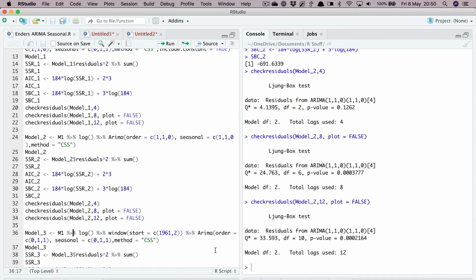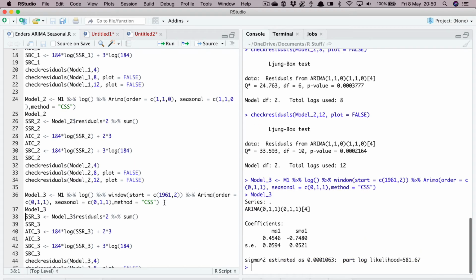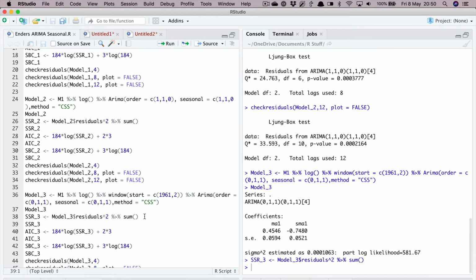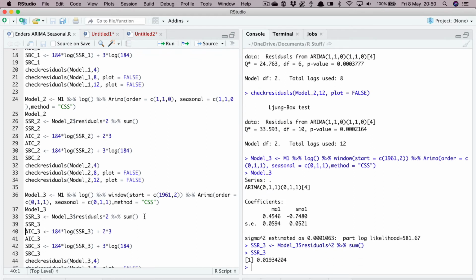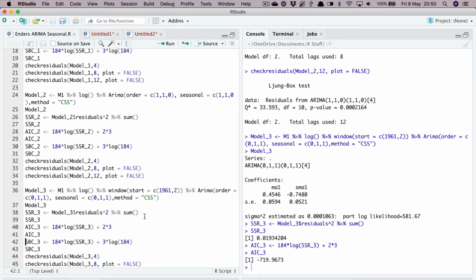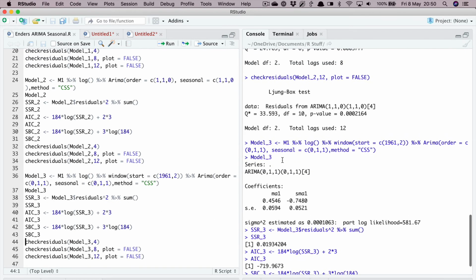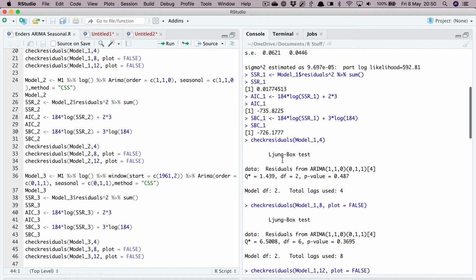So running model 3, here are the results that Enders gets. As you can see, they're both moving average, one's at lag 1, a normal one, one's at lag 4, a seasonal one, hence the S here. Let's find the various goodness of fits. Residual sum of squares, again that's higher than model 1. AIC, again higher than model 1. SBC, again higher than model 1. As you'll see if we just check back, here's model 1 here.